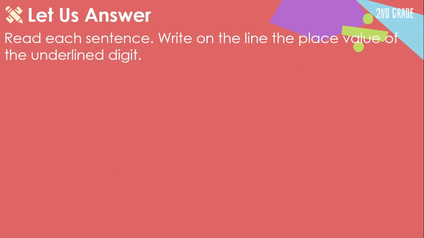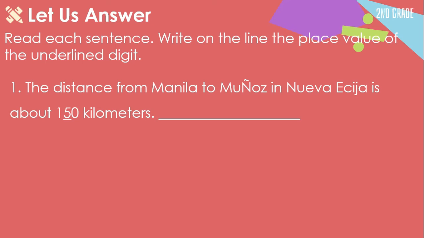And lastly, let us answer on page 14 of your book. Read each sentence. Write on the line the place value of the underlined digit. For number 1, the distance from Manila to Muñoz in Nueva Ecija is about 150 kilometers. The underlined digit is 5. Now, what is the place value of 5? Very good. It's tens.